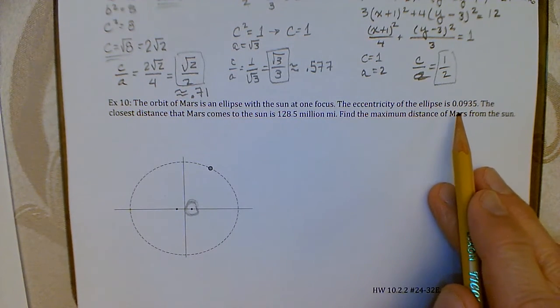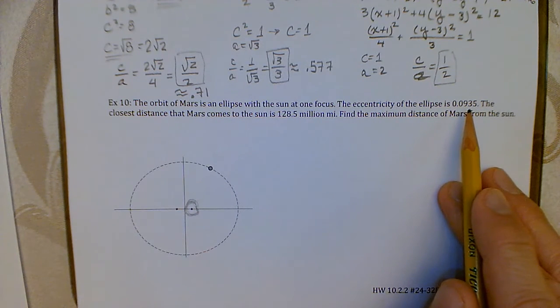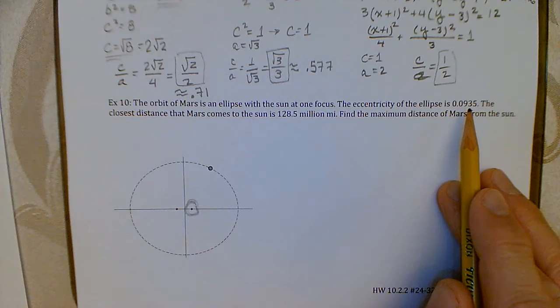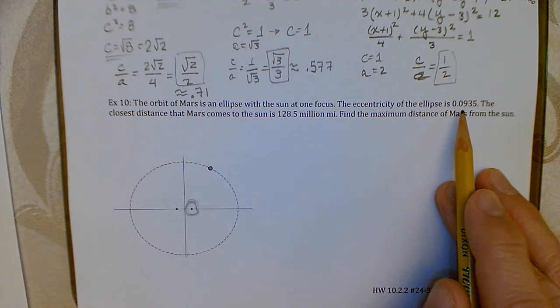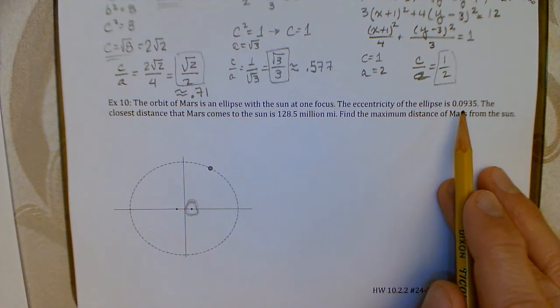Mars is 0.0935. So that's pretty round, right? It's pretty circular because that's kind of low. Although Mars, as far as planets go, is fairly eccentric compared to other ones.